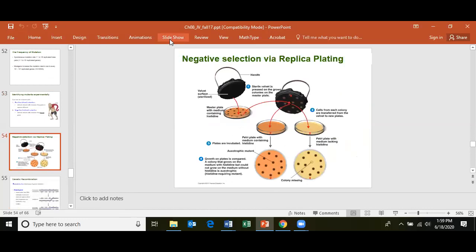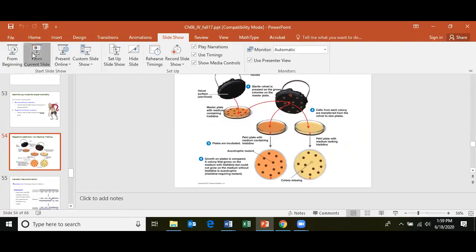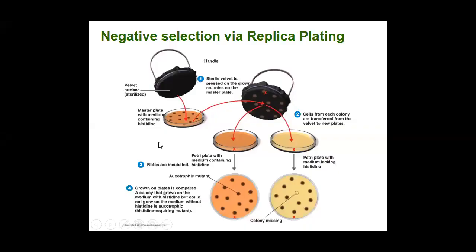Let me blow that up a little bit. You can make replicas of colonies that you have on a plate. So here you have colonies that have been plated out, dispersed, and you can make a replica of this plate by getting a velvet pad and then pressing it onto the plate, and then taking this velvet pad and placing it on 2 other plates.